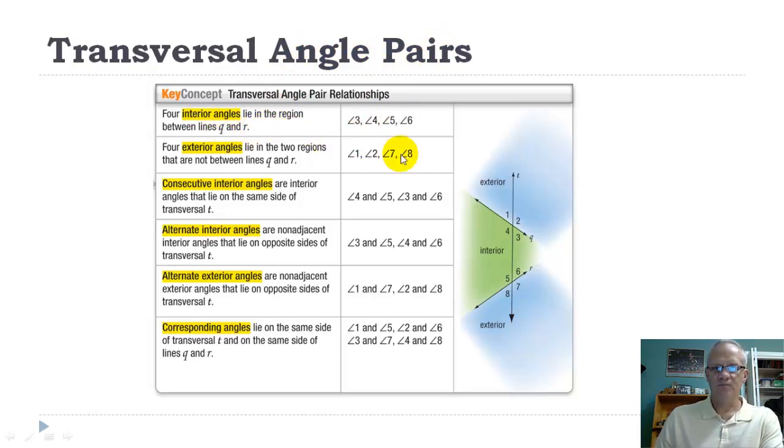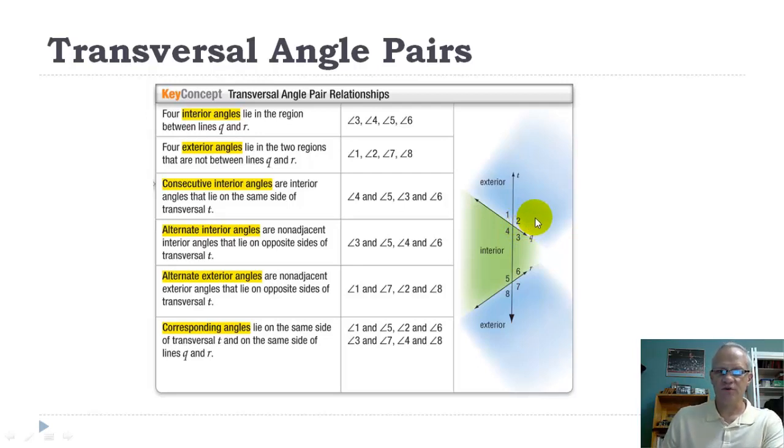First of all, they break these down into interior and exterior angles. If you notice here, they've done it nicely in color. Interior is just all the angles that are in between the two lines, okay? The two lines that are not the transversal, everything in between those are interior. So 3, 4, 5, and 6 are all interior. They're in this green area. Exterior are all the angles that are outside of the two lines, okay? So 1, 2, 7, and 8 in the blue area out here.